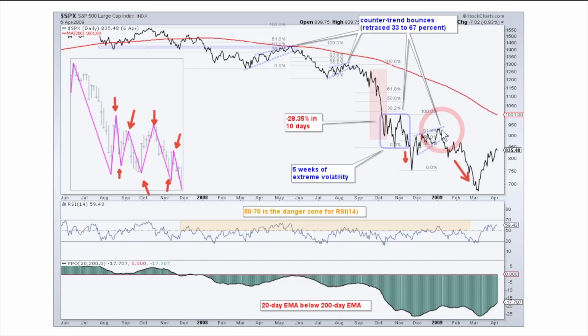But you can see from these that once you get into that 38.2 to 61.8% zone, that's where retracement bounces or bear market bounces tend to reverse.